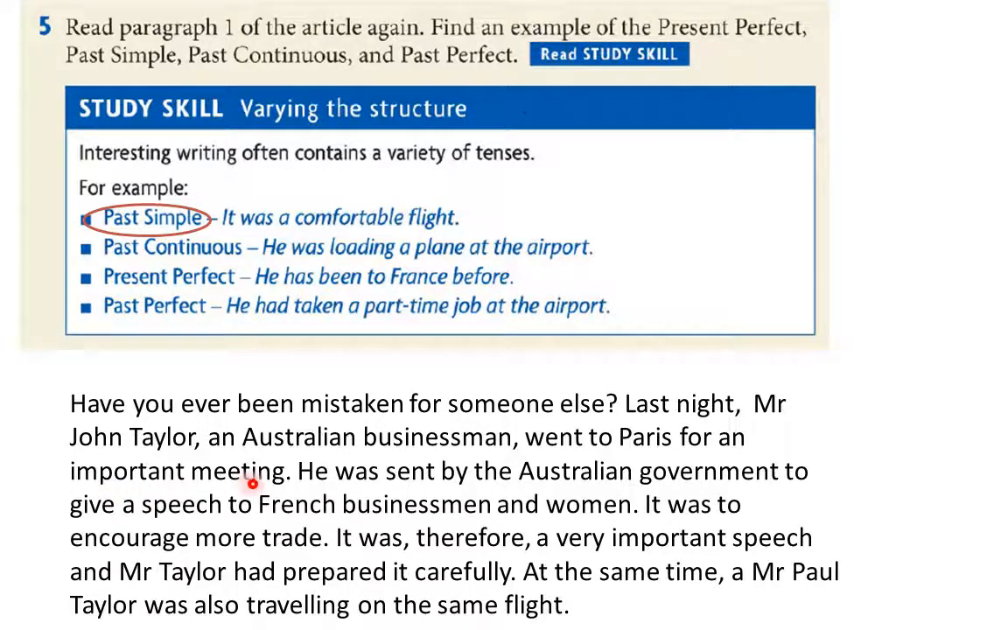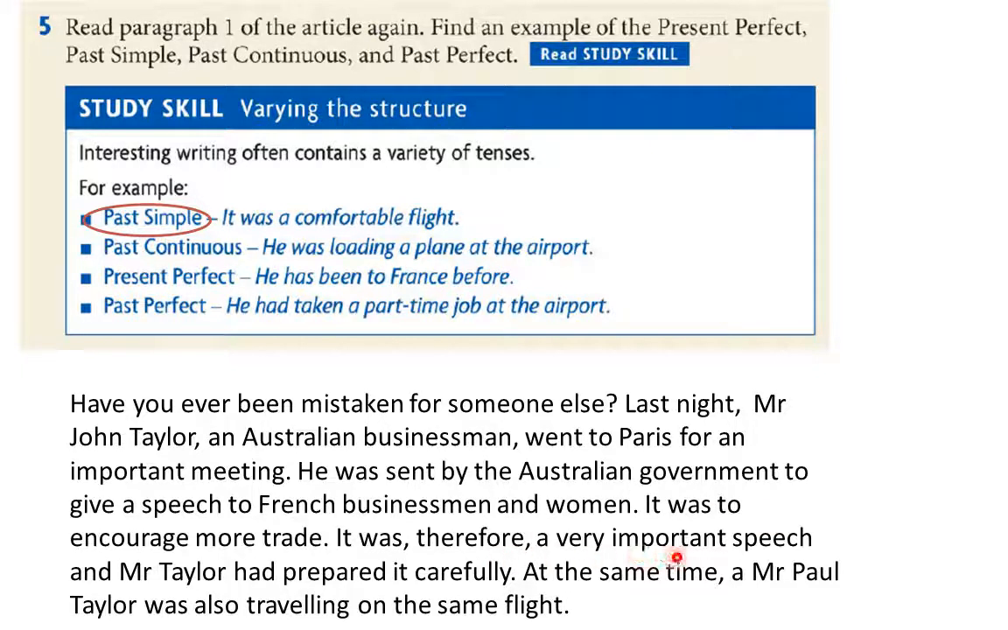It was to encourage more trade. Was is not followed by a verb, so it means it is past simple. It was therefore a very important speech. Again, was is not followed by a verb, so it means it is past simple.